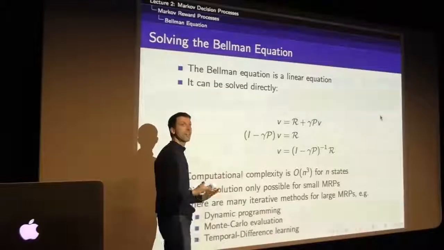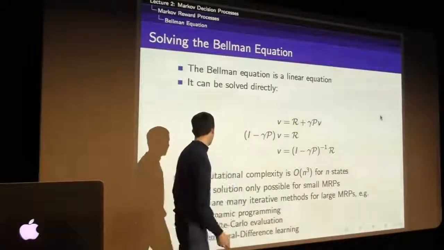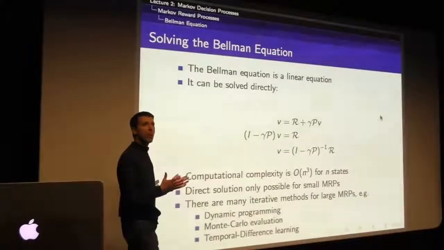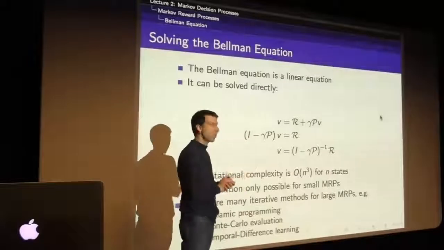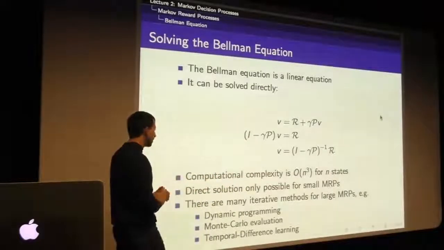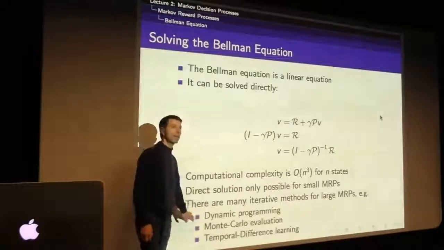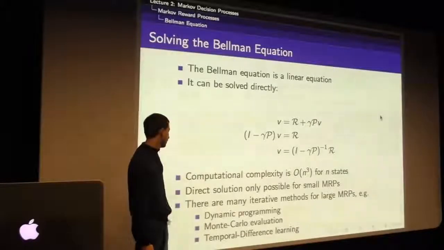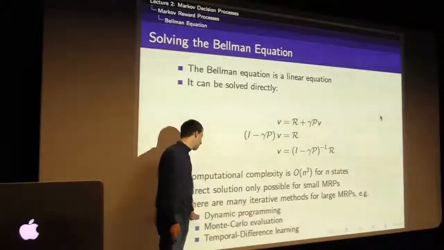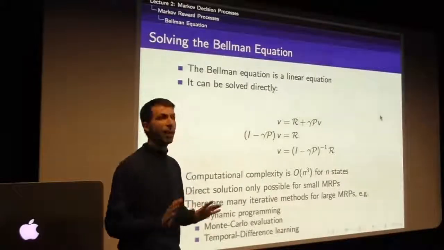We need to be able to efficiently figure out what's the value of being in this state. We can't always do this. But it is nice to know that in the small Markov reward processes we can just invert this thing, and it gives us some intuition into what's going on. So next class is dynamic programming. That's a very well-known class of methods for basically doing this more efficiently. Then we'll talk about Monte Carlo evaluation and temporal difference learning. The next couple of lectures are basically doing exactly that.